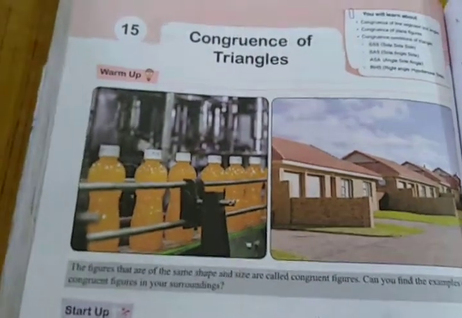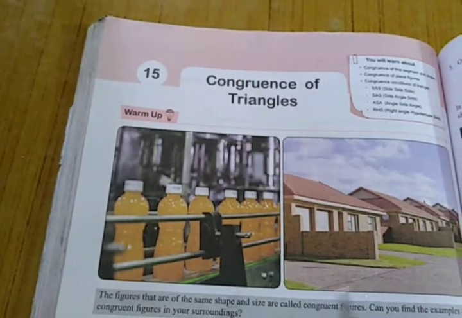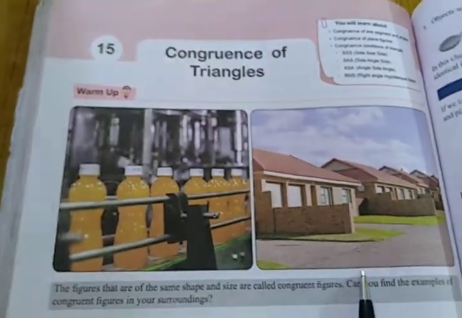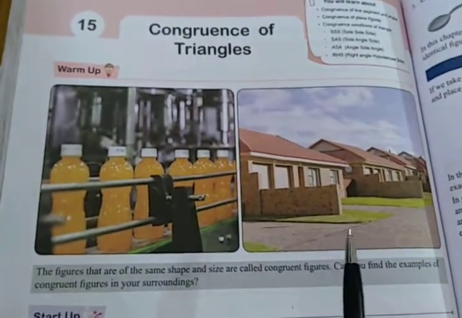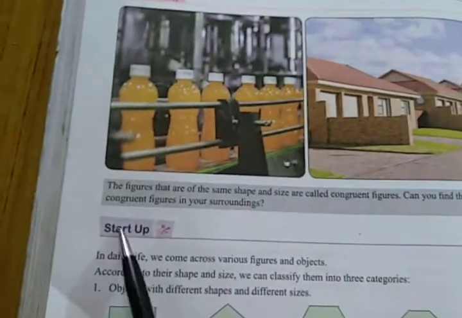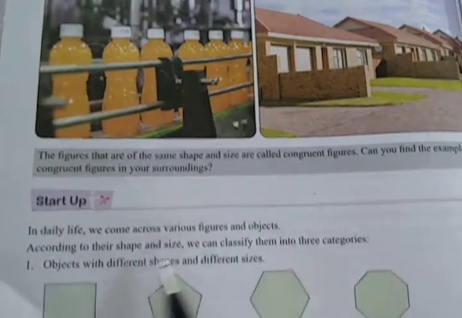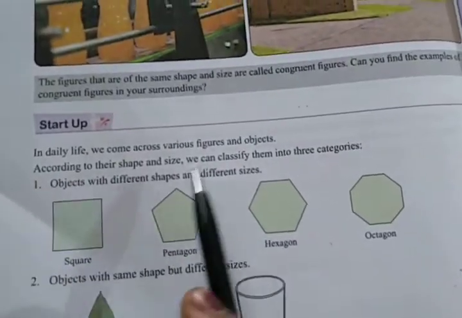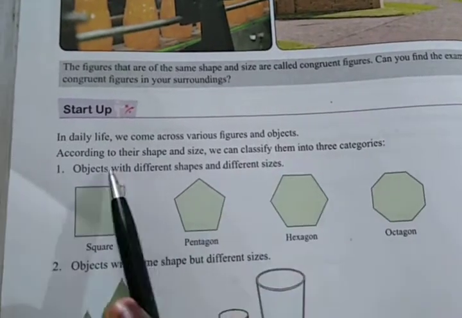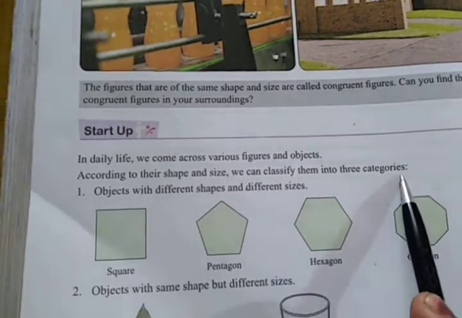Okay, you can look at those two doors of the same shape and size, many patterns, styles. The figures that are of the same shape and size are called congruent figures. Then in daily life, we come across various figures and objects. According to their shape and size, we can classify them into three categories.